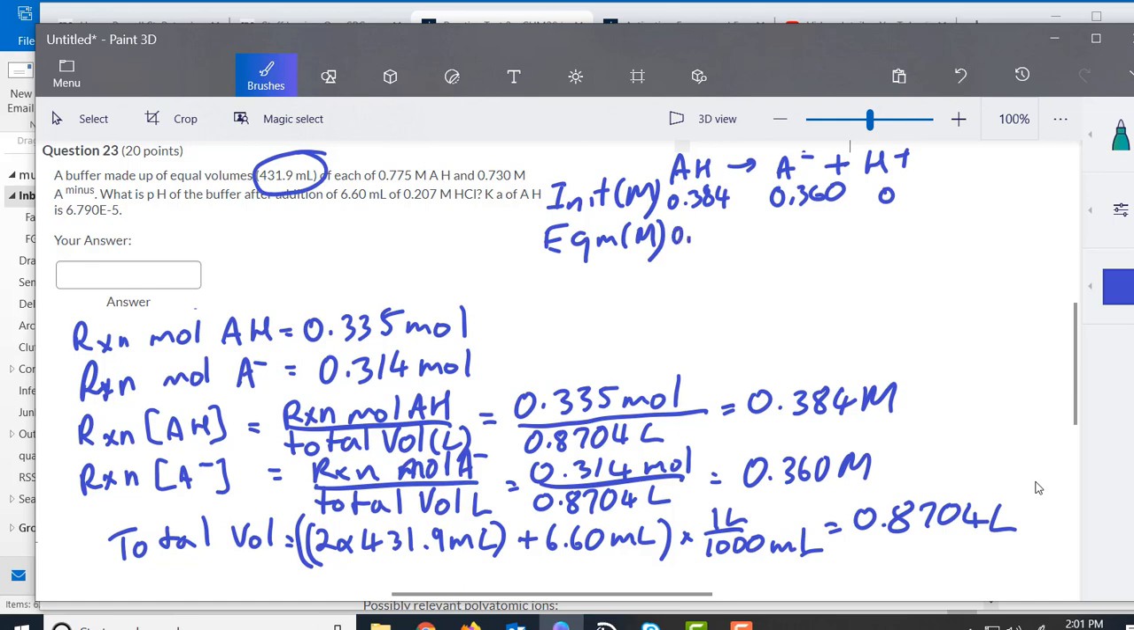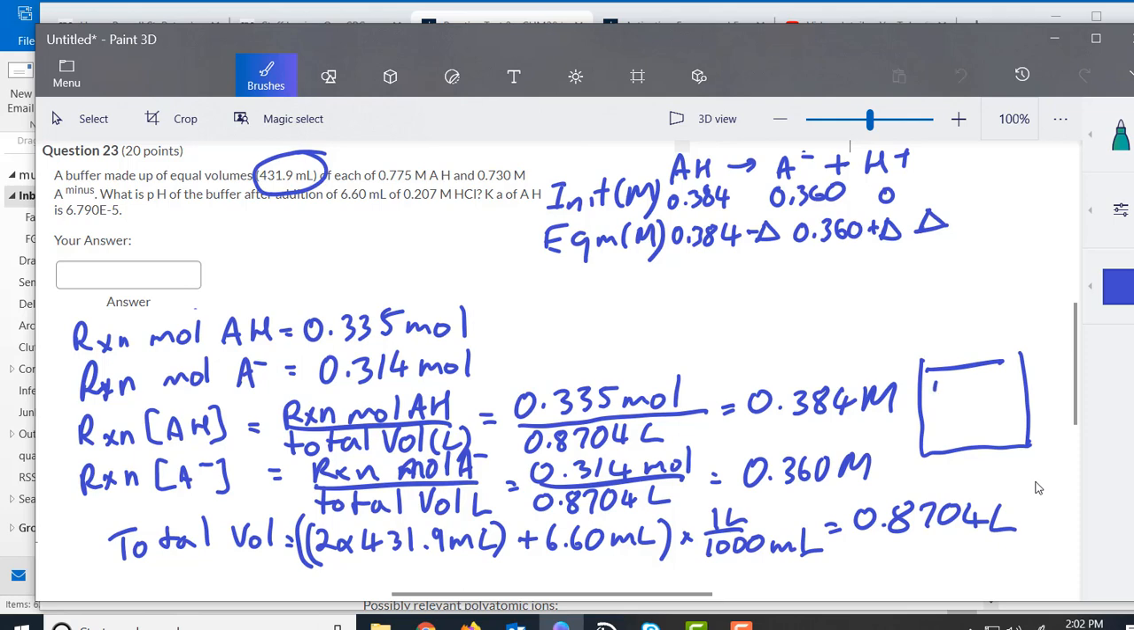Now after a time, what's going to happen is that some of the AH will end up dissociating, so it will end up going down in concentration. The A- and the H+ end up going up in concentration. And the amount they go up is this amount I'm calling delta. Now the reasoning for this comes about from what's going on in the reaction.